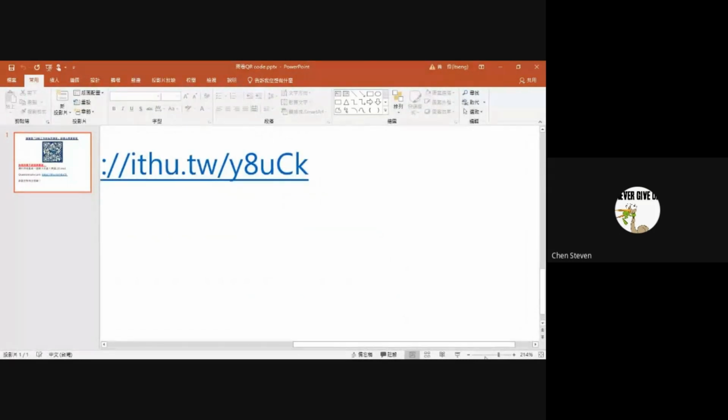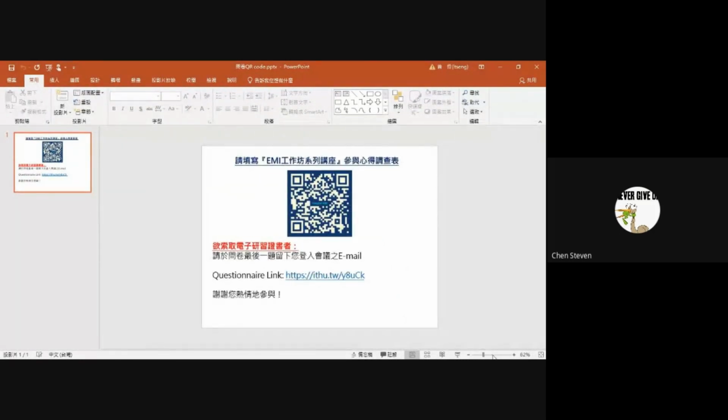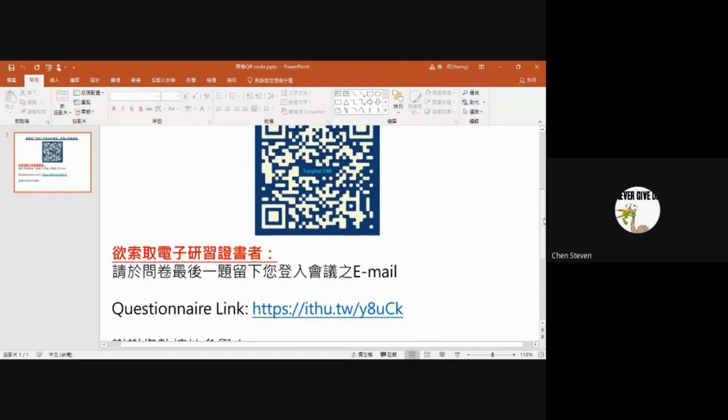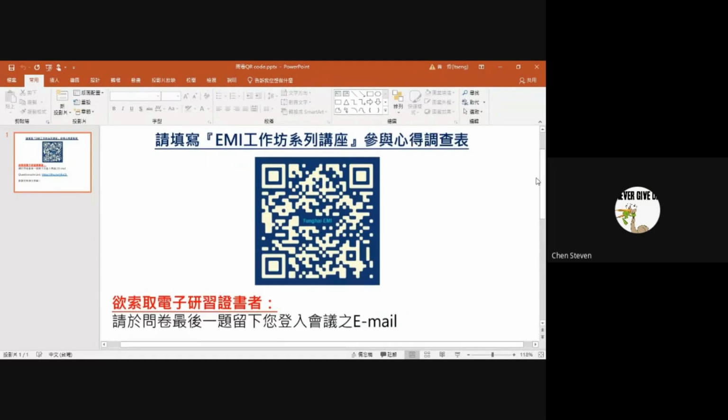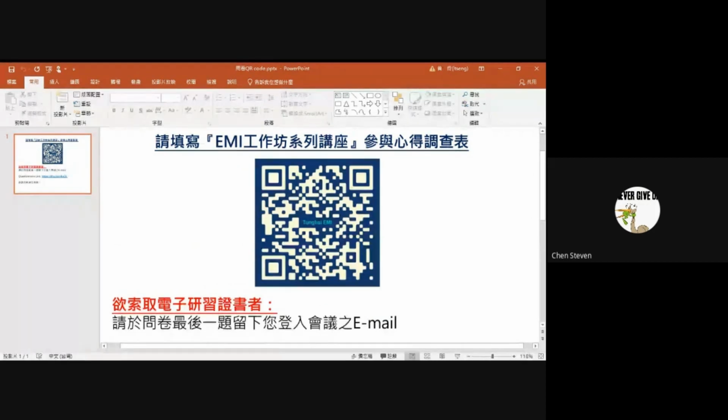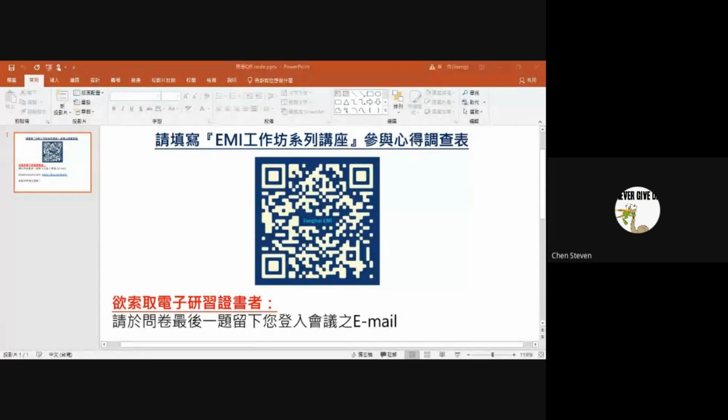Let's make it bigger. Okay, so would this work for everyone? Could you please try to scan this QR code and see if it works? Thank you very much. We really appreciate that you give us feedback and comments on this session.